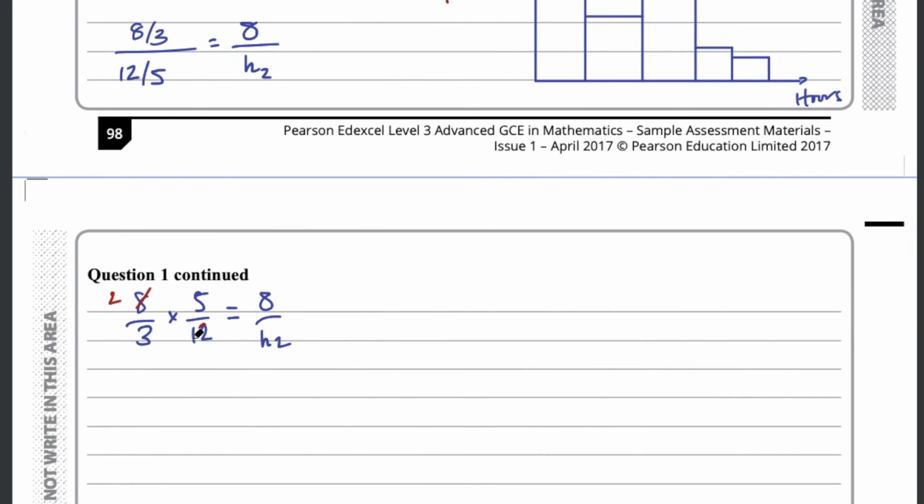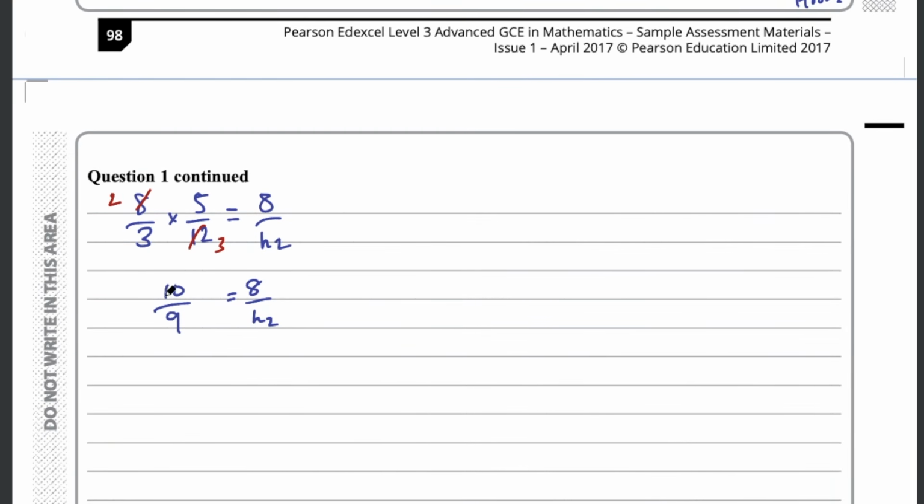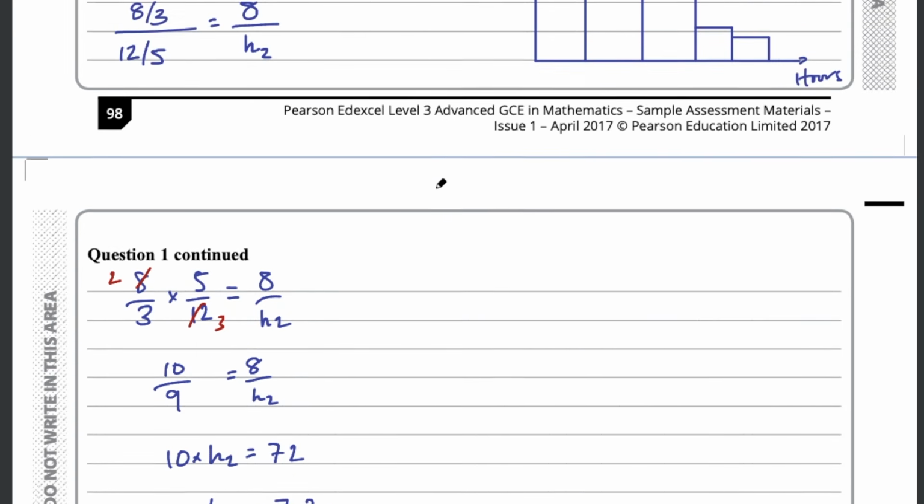Divide this by 4, this one by 4. And on the top line we get 10 divided by 9 equals 8 over H2. And then do some algebra, so multiply by H2, multiplied by 9. All right, let's just do the whole thing. So 10 times H2 equals 72. And then divide by 10, so H2 will equal 7.2 centimeters. Okay, so that's the height.